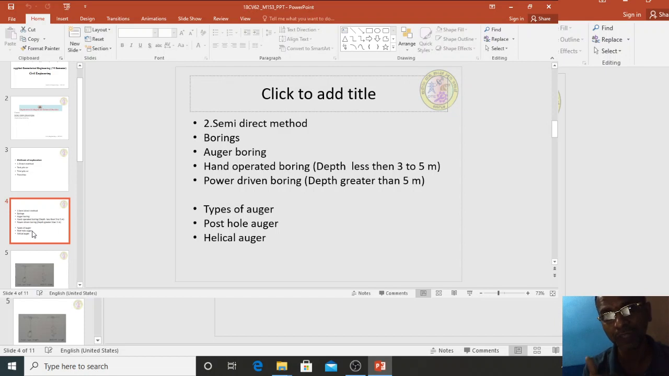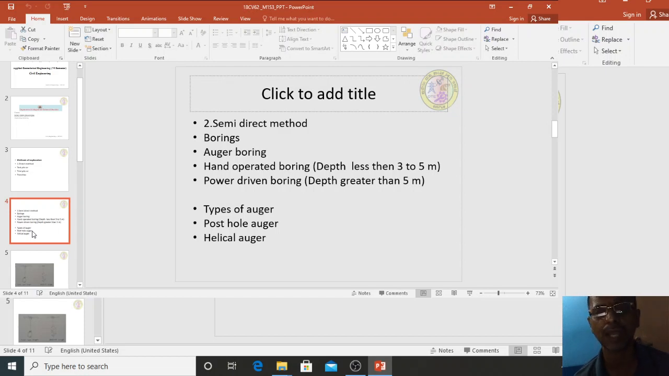In order to advance this boring, there are various equipments that we use. Among them, the first one is the auger. An auger is an equipment used to drill a hole into the ground. There are two types of augers, basically classified as a hand operated auger and a power driven auger. A hand operated auger is used up to a depth of 3 to 5 meter, whereas a power driven auger is used up to a depth of 5 meter.